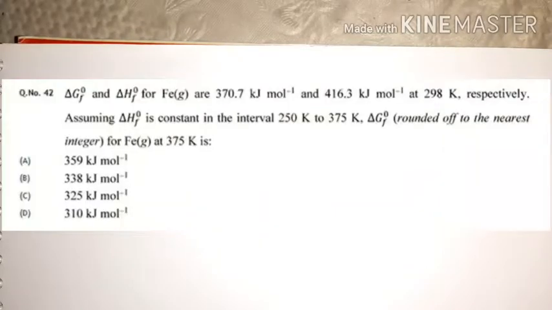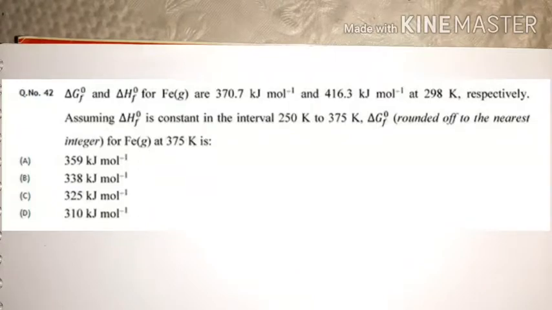Now we move towards our next question and see, it says the delta G naught f and delta H naught f for iron gas are 370.7 kilojoule per mole and 416.3 kilojoule per mole at 298 Kelvin. Okay, that is the standard Gibbs free energy and standard enthalpy of formation respectively.